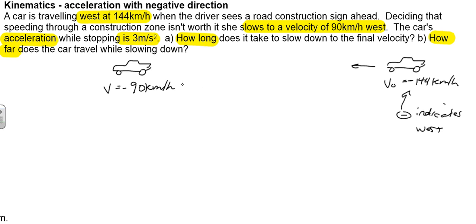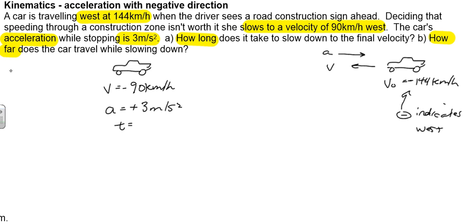Remember, we can't leave it in kilometers per hour, but we'll deal with that in a second. The acceleration is 3 meters per second squared. The natural tendency is to make that a negative, but remember, if the velocity is this way and you're slowing down, then the acceleration is in the opposite direction. So this is still a positive acceleration. And we want to know how long does it take, so we're looking for the time. And then we'll be looking for the position.